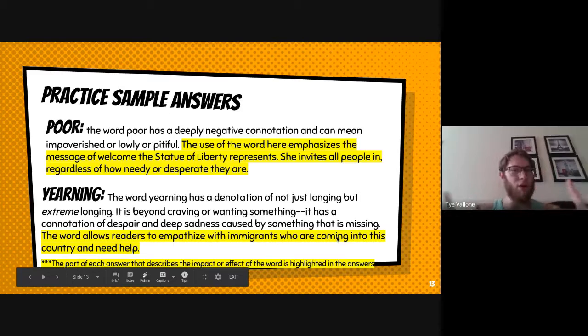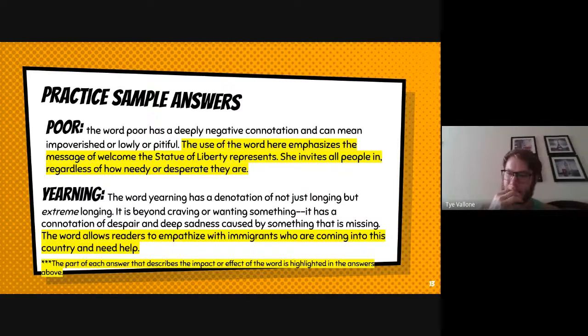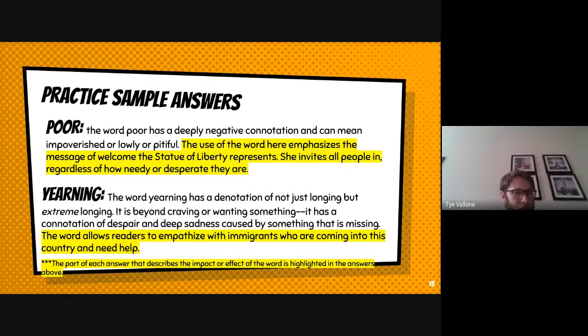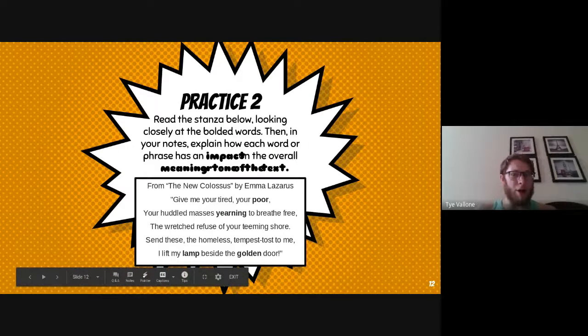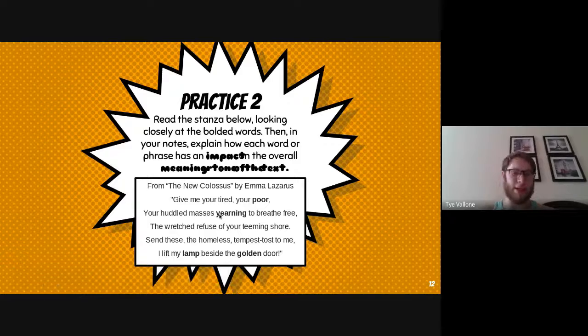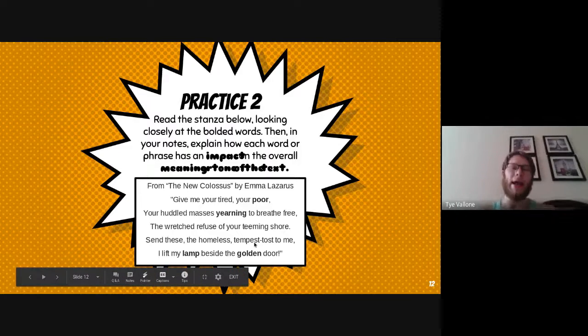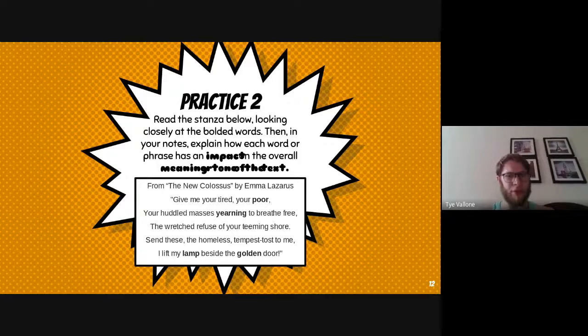Right? One trick to kind of think about word choice is, how would the poem seem if the author had used another word instead? So if she hadn't used yearning, if we go back to the example, your huddled mass is wanting to breathe free. If we didn't have yearning and it said wanting instead, would that have the same effect on us? Your huddled mass is wanting to breathe free. Okay, they want to breathe free. That's probably something they'd like to have.